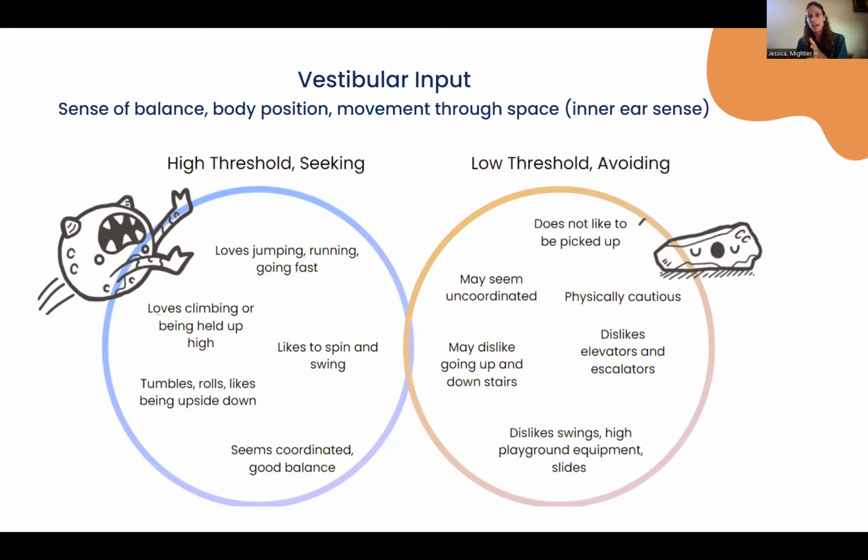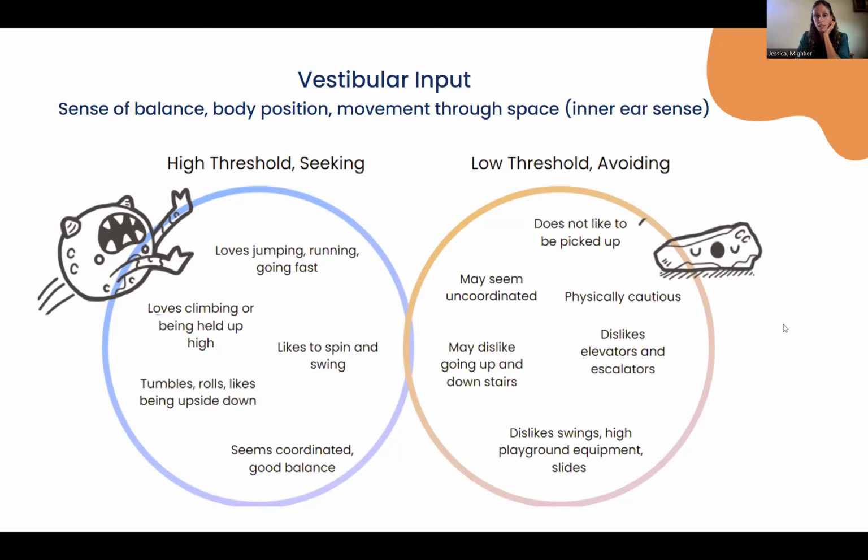And on the other side, someone who has a lower threshold and tolerance for that vestibular input doesn't need as much, doesn't want as much, and is hypersensitive to that input and is avoiding it. That might look like they don't like being picked up. They may seem uncoordinated. They're more physically cautious. They may not like going up and down the stairs. Elevators and escalators don't feel good for them. Swinging doesn't feel good. Being high up on playground equipment or going down a slide, those things don't feel good for them. So they're going to avoid those situations.